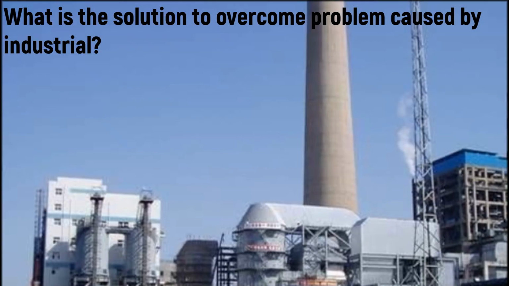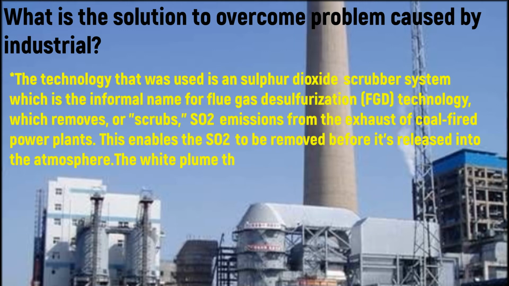What is the solution to overcome the problem caused by industrial? The technology that is used is a sulfur dioxide scrubber system, which is the informal name for flue gas desulfurization (FGD) technology, which removes or scrubs sulfur dioxide emissions from the exhaust of coal-fired power plants. This enables sulfur dioxide to be removed before it's released into the atmosphere. The white plume that comes out from the stack is water vapor.